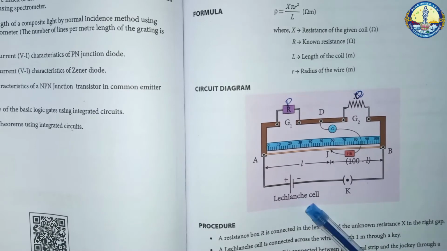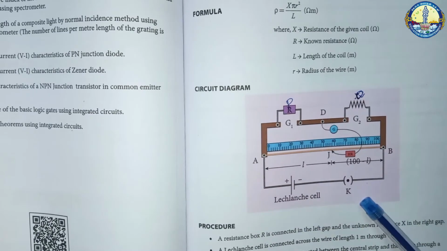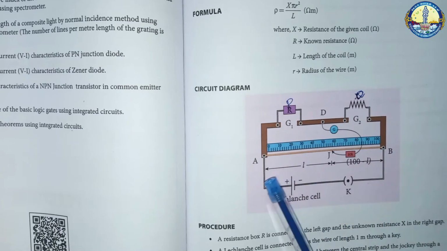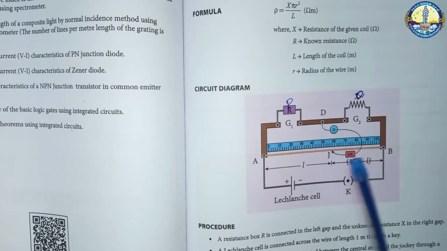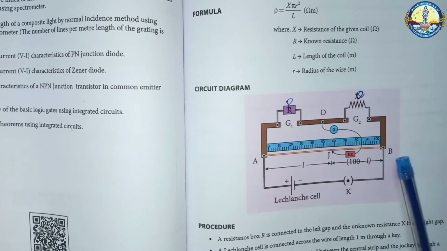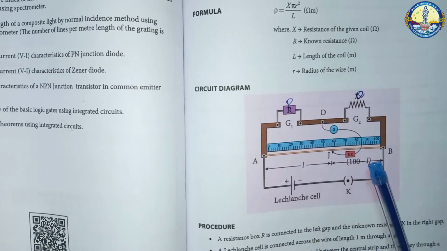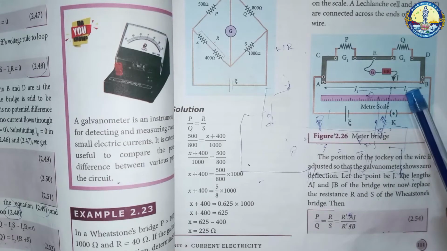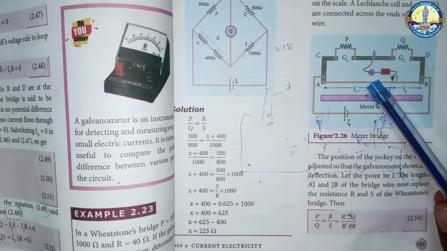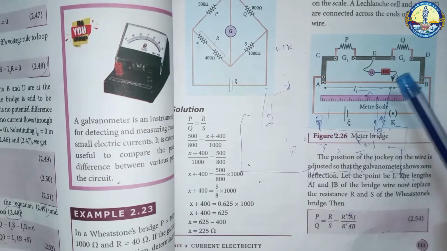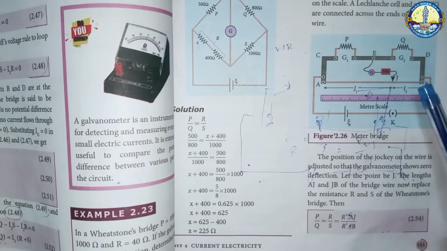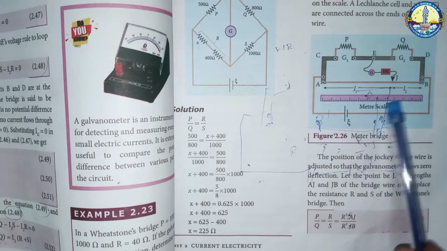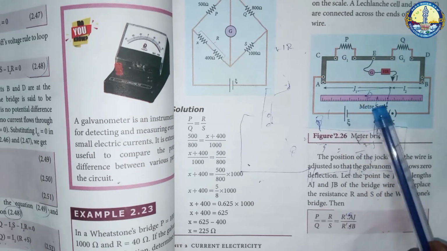A cell and the key are connected across the ends of this bridge wire. The lengths AJ and JB can be replaced by R and S. The position of the jockey on the wire is adjusted so that the galvanometer shows zero deflection. Now the lengths AJ and JB can be replaced by the resistances R and S, so it looks like the Wheatstone bridge.